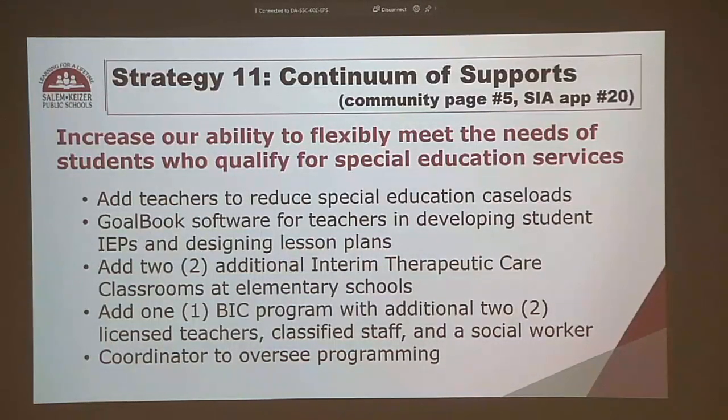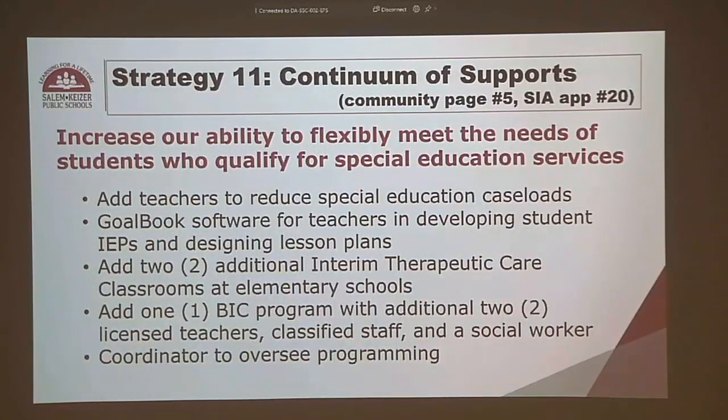So we'd like to add teachers to reduce special education caseloads. In some of our targeted sites, our caseloads are too high for teachers to be able to really have the relationships that they want to have with some of our most at-risk students, which are students who qualify for special education services. So we'd like to provide targeted supports for that.